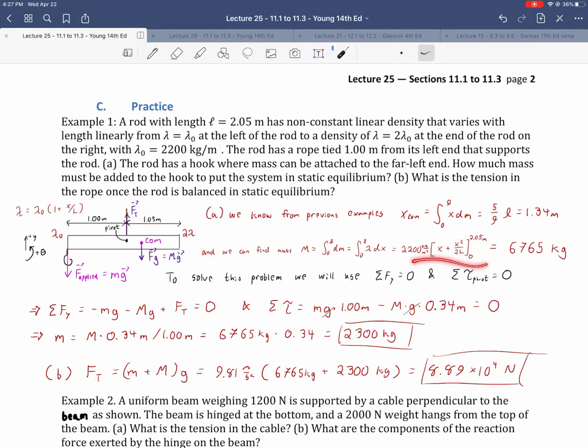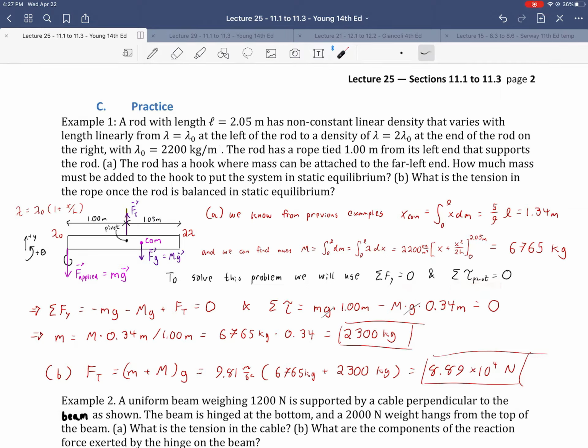We can also find the total mass by integrating, and that gives us this value here. This is the functional form of the total mass. In this case, since L is a known value and lambda naught is a known value, that's different from previous problems where we were just interested in, say, the angular acceleration of the system. In that case, it was independent of both mass and L. It would apply to any rod that had that density distribution. But here, since we're interested in specific magnitudes of forces and torques, we need a definite length and a definite mass if we want our answer to have units of newtons, for example. So we get a mass of 6,765. All right, looks good.